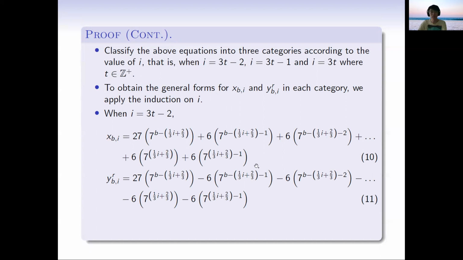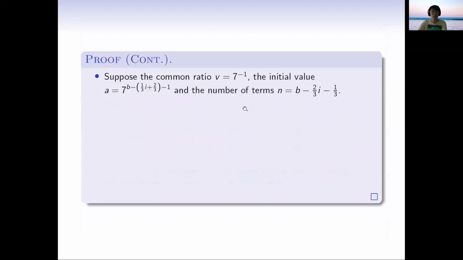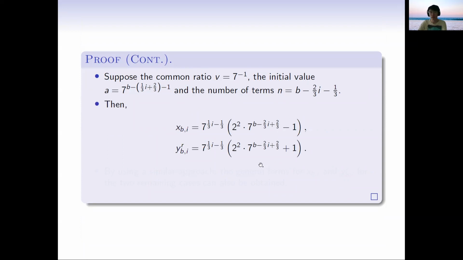equations. So if I now exclude the first term in these two equations, we can see that the remaining terms will actually form a geometric series. That means we can now simplify these two equations by using the method of geometric progression. Now, if I suppose the common ratio v equals 1/7, and this is the initial value, and this is the number of terms, the two equations can now be simplified into this form. And this is exactly what I want to prove in this theorem.